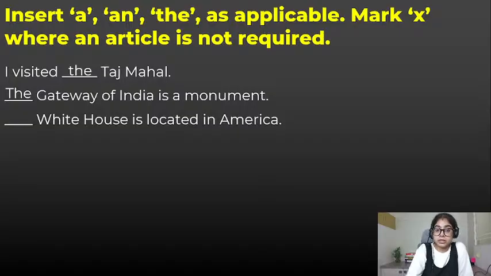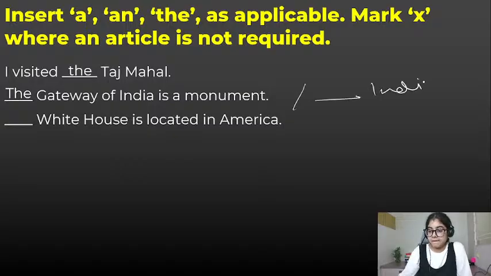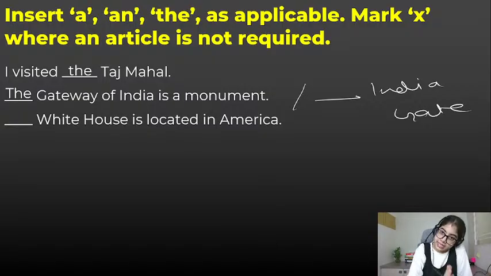Next, monument. सारे monuments के आगे नहीं. ठीक है. For example, dash India Gate. The India Gate is located in Delhi. India Gate is located in Delhi. ठीक है. But इधर the Gateway of India. तो ऐसे monuments जिनके नाम में of है, सिर्फ उन्हीं के आगे द लगता है.